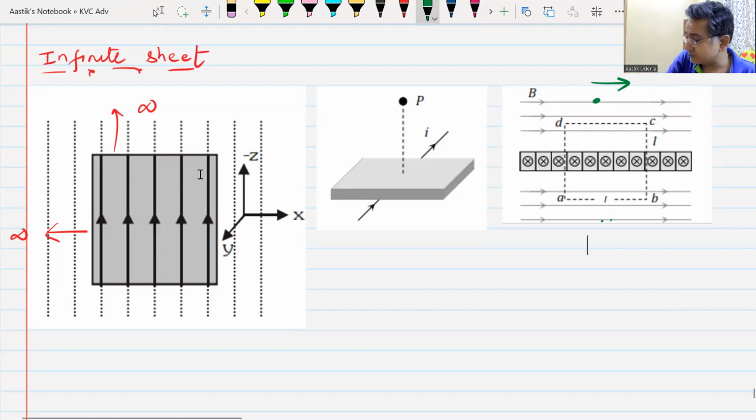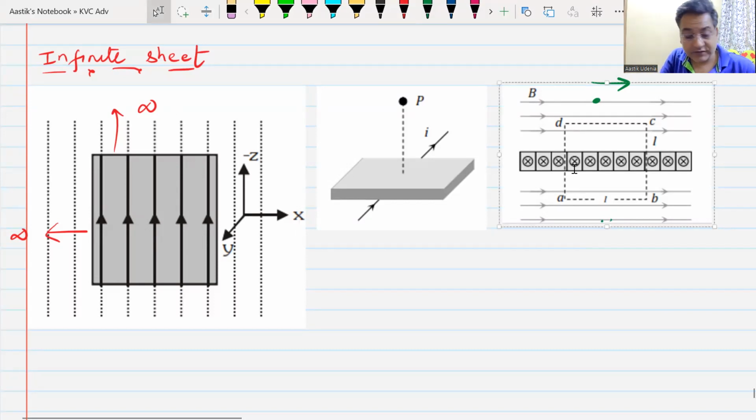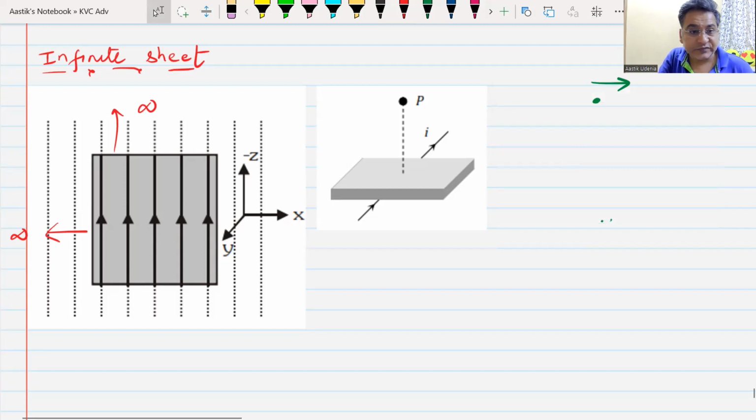Yes, sir. Okay, the diagram is wrong, so I'll just take that diagram off. Let me show you a different diagram here. If I have the diagram, it becomes easy. Yes, this one is better.